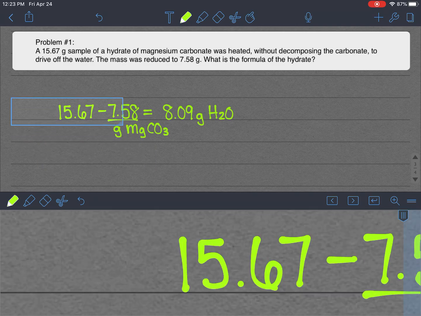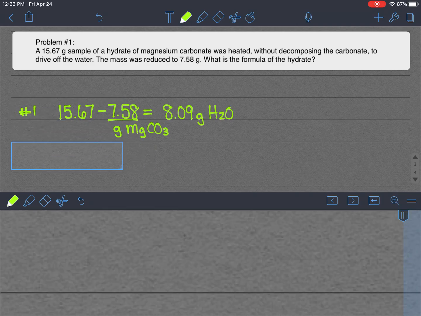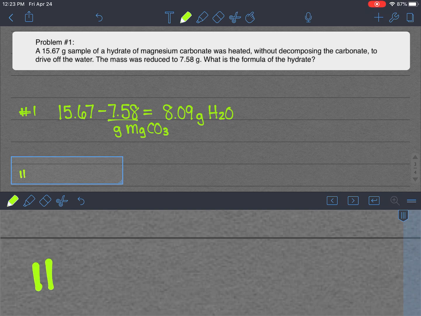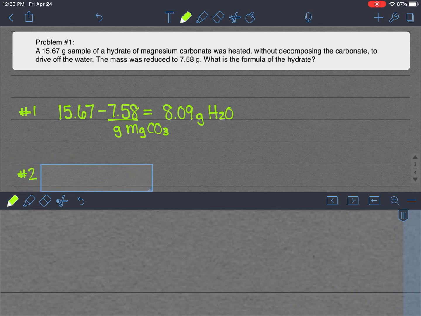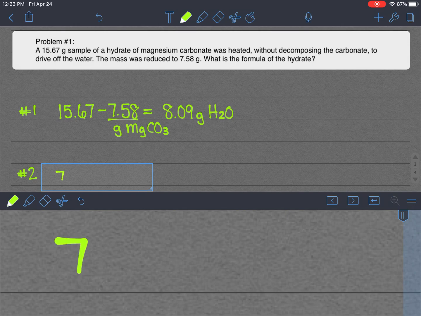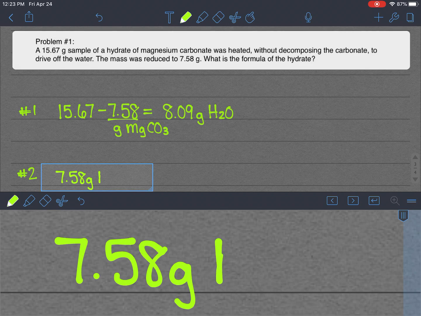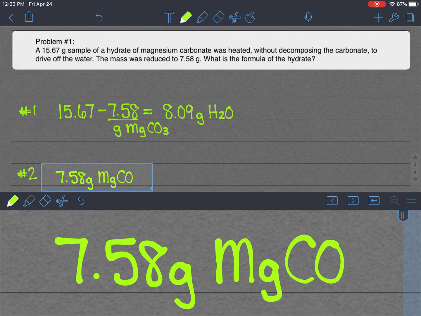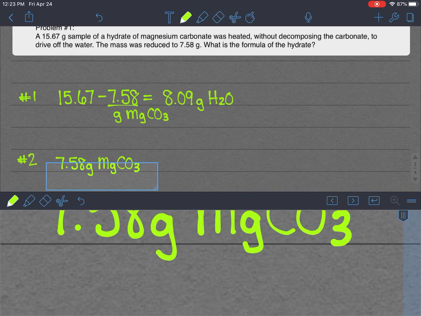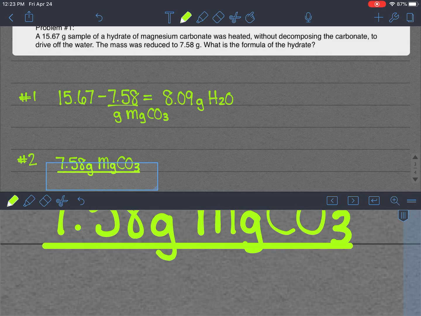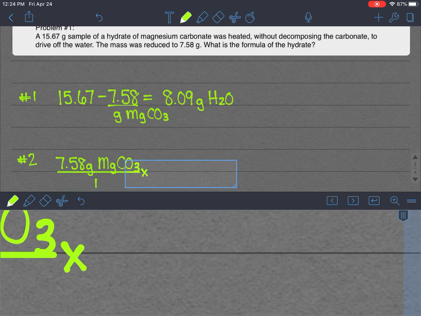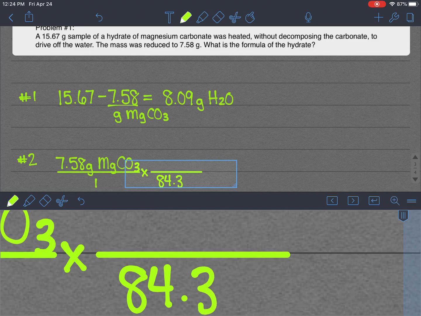Step two, let me just label this really quick. Step two is to determine the number of moles of the anhydrous compound. So we have 7.58 grams of magnesium carbonate. Prior to starting this video, I did a really quick calculation of the molar mass of magnesium carbonate, so I'll set that up here. It was 84.32 per 1 mole.